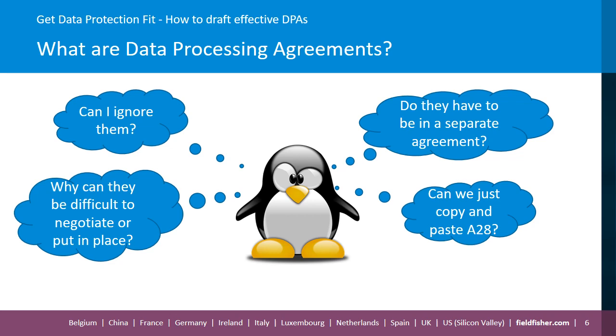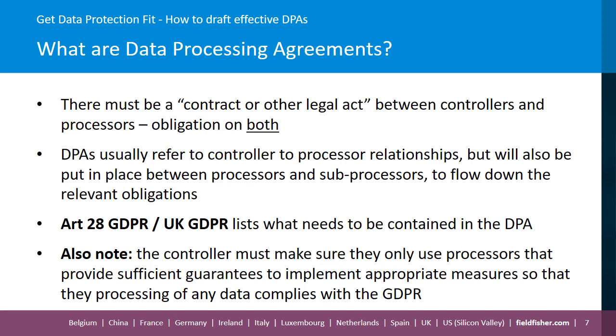So on this slide, I've summarized some of the high-level points that I've just discussed. One additional point that I've got here at the end is that a controller must always make sure that they only use processors that provide sufficient guarantees to implement appropriate measures. So this sits somewhat differently to the data processing agreement terms themselves, and in practice means carrying out some effective due diligence on your prospective vendors and then documenting this to ensure you meet your accountability responsibilities. For example, you might do this by way of due diligence questionnaires to potential vendors.